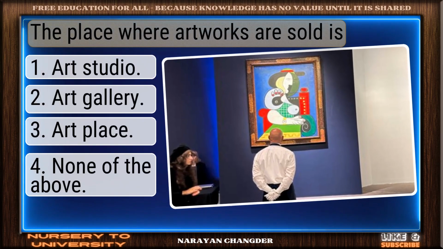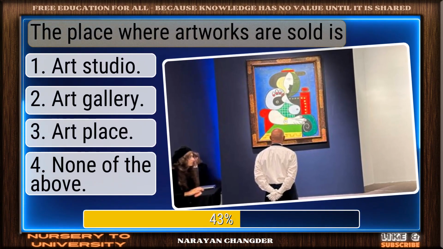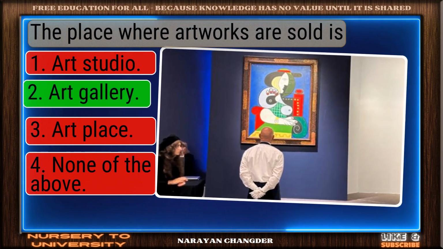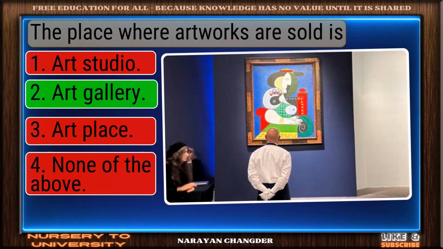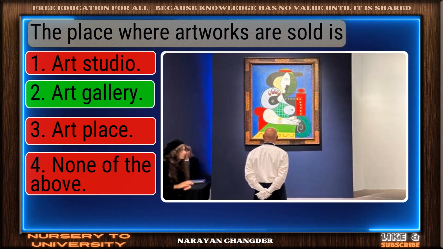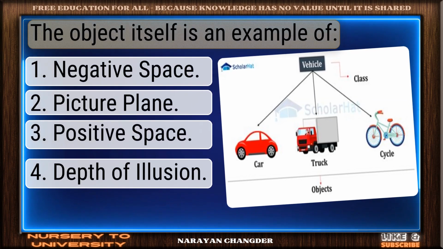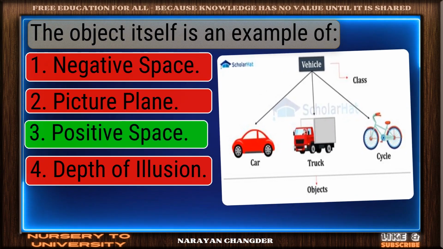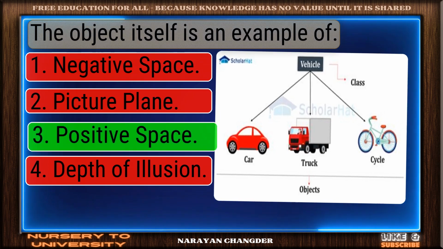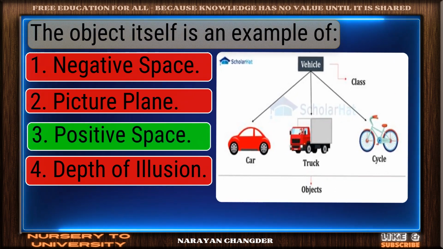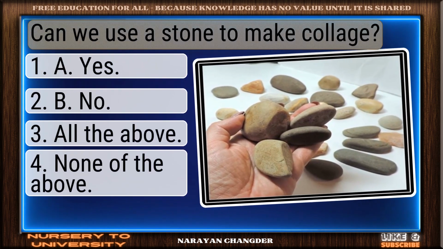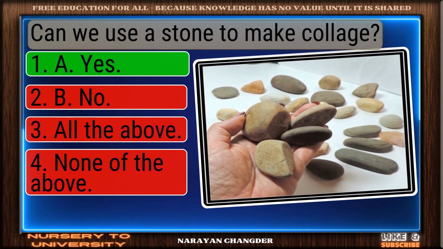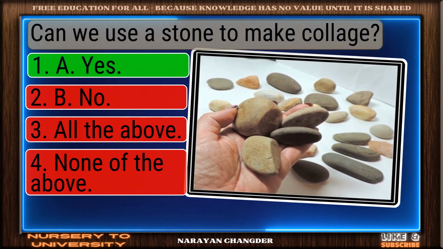The place where artworks are sold is. Clear logic. Your choice, art gallery, is sound and 100% true. The object itself is an example of. Nicely done. Positive space is a solid answer. Can we use a stone to make a collage? Bravo! A yes is the answer.